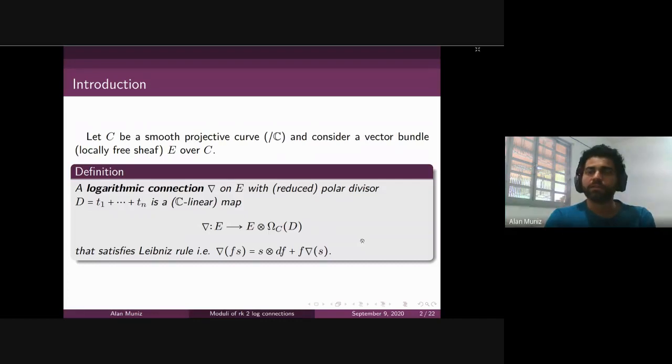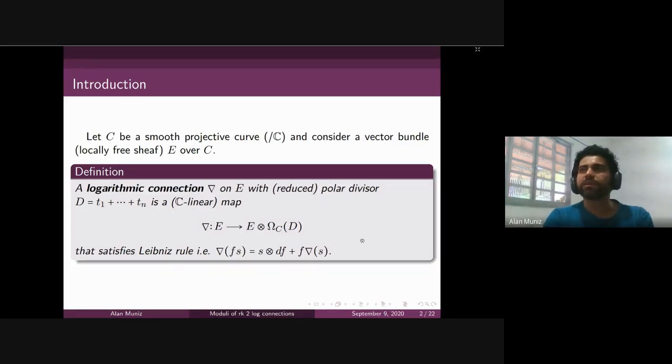So first, we fix a curve C, smooth and projective over the complex numbers. And if you are given a vector bundle or a locally free sheaf, I will actually use both. Both are the same for us, as usual. Well, we have a vector bundle over C.